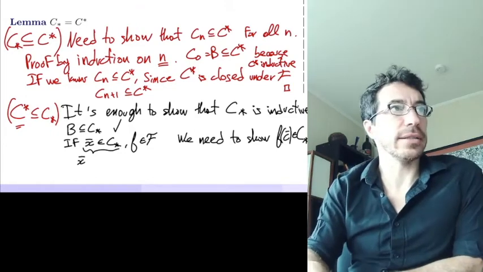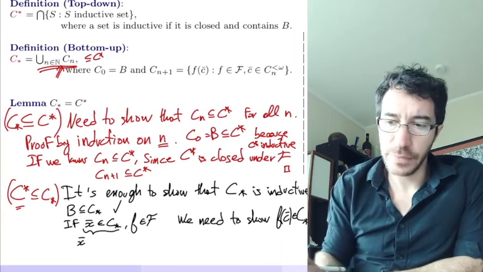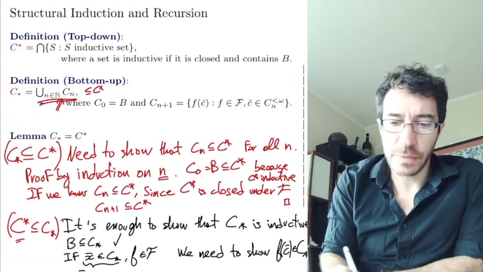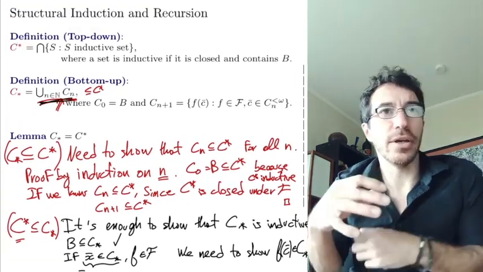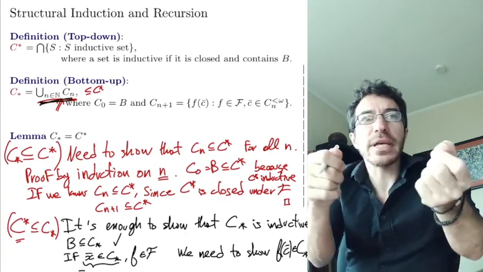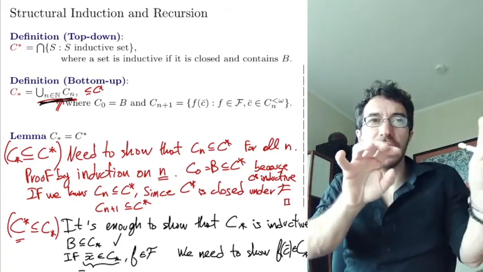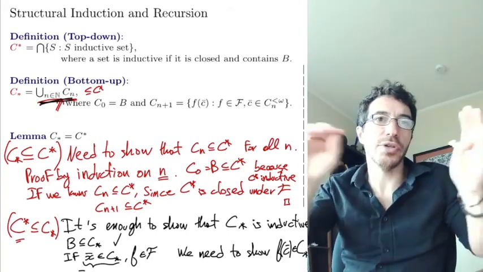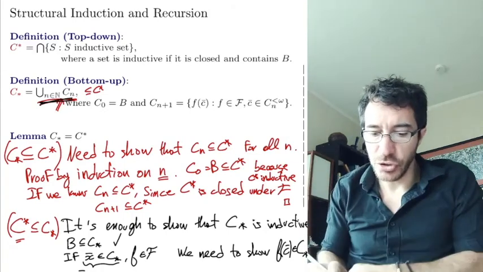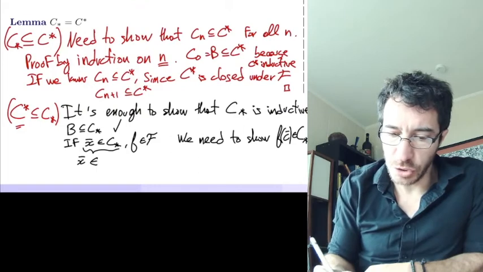And let's remember what this C bottom star is: it's a union of things, right? So if you belong to an infinite union of things and you're a finite tuple, you must show up somewhere along the way. These Cn's are getting bigger and bigger, and if you're inside the whole union, you must show up somewhere. So x belongs to Cn for some n.